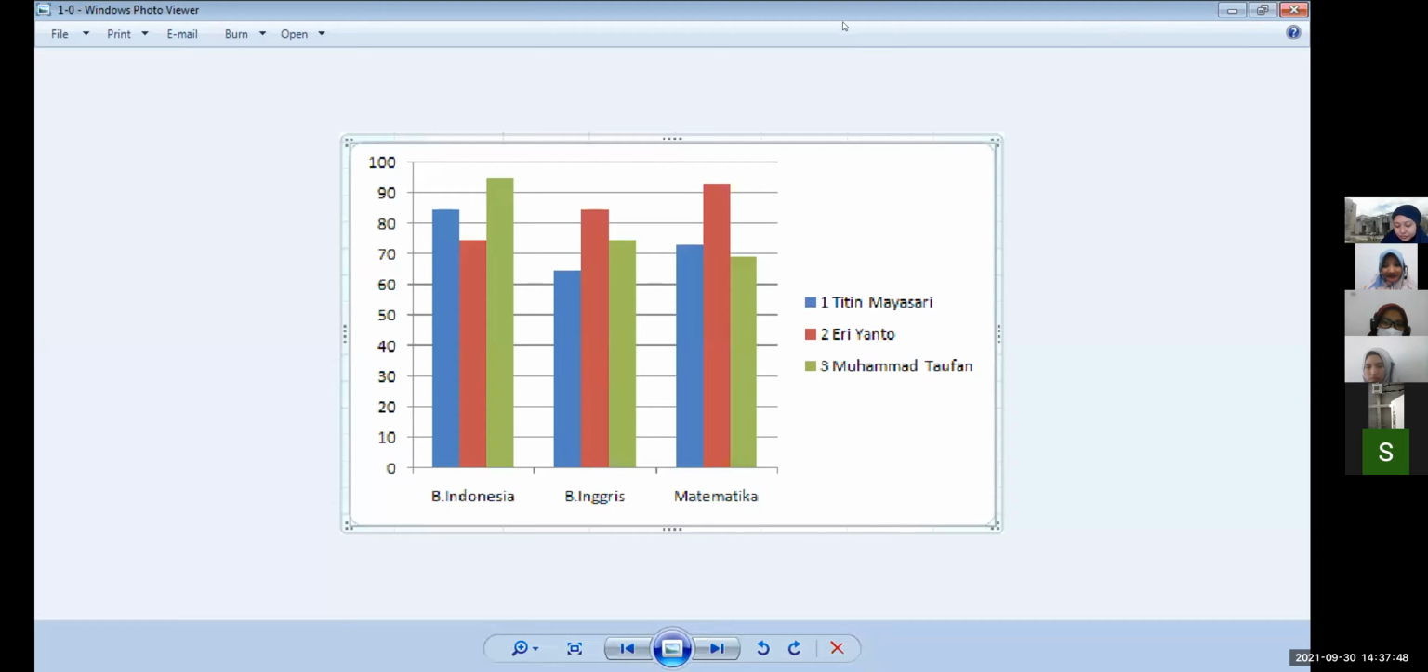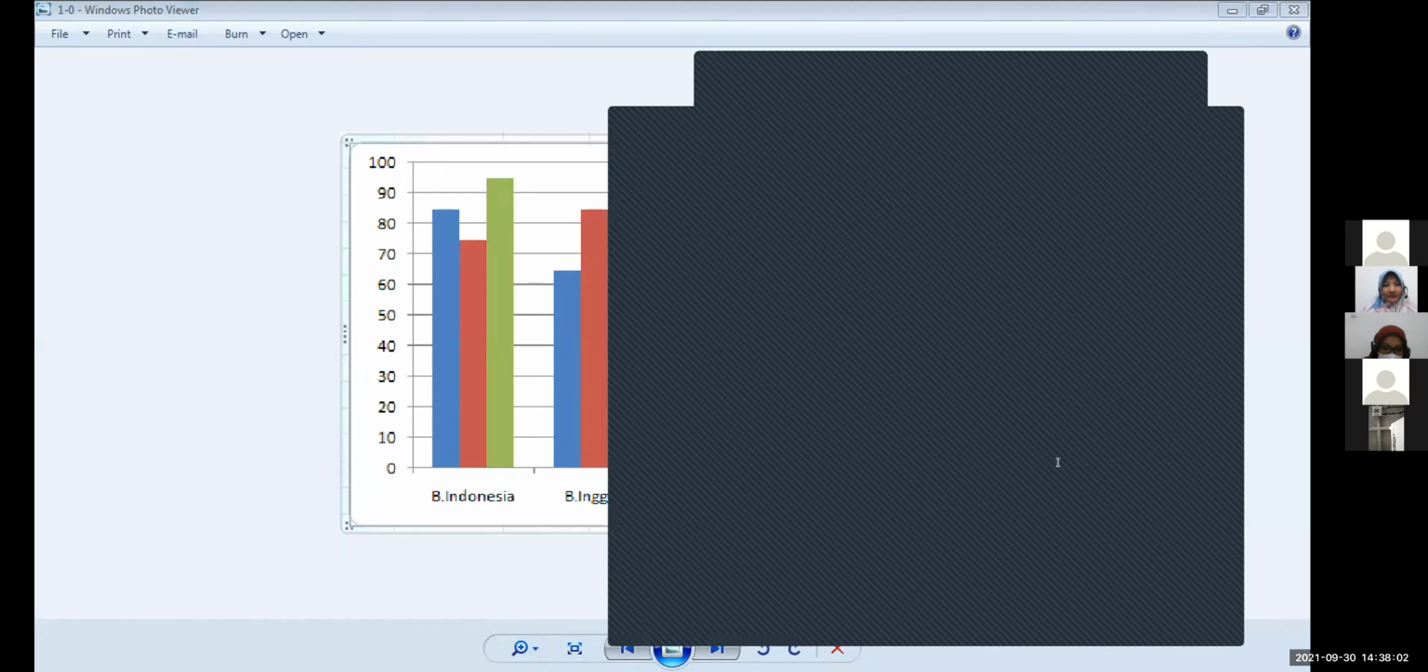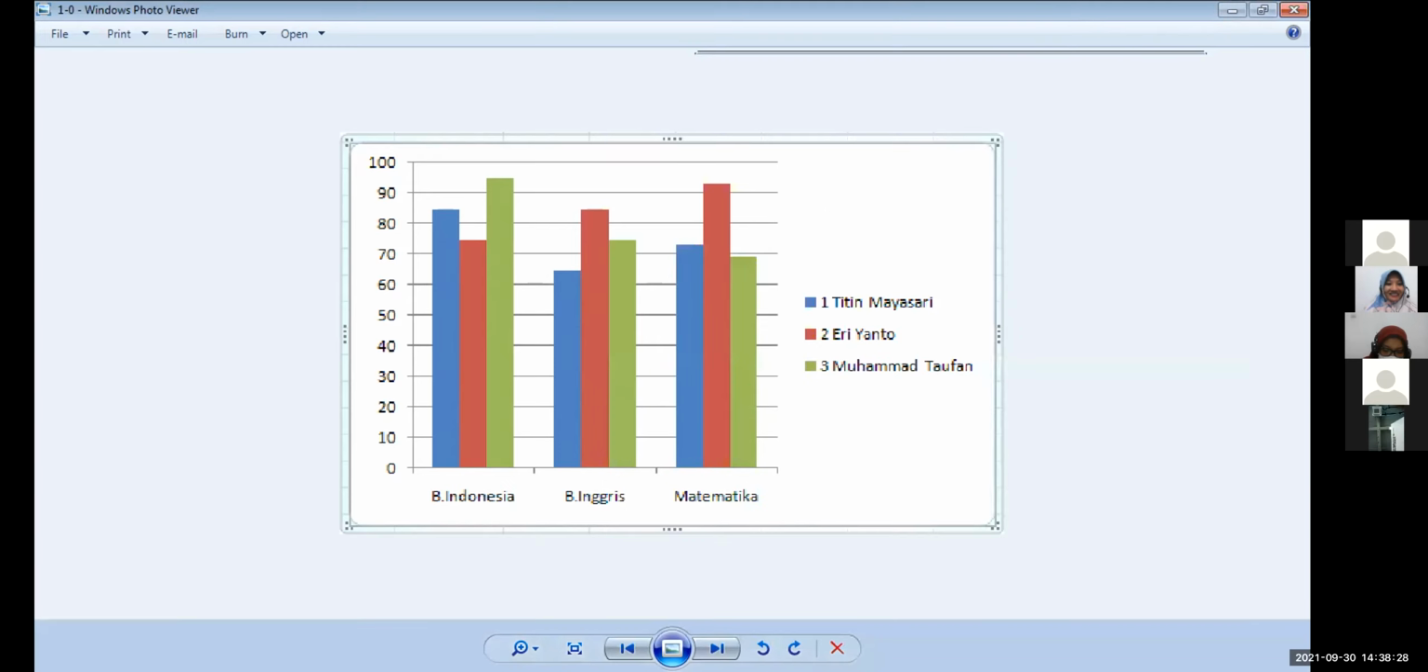Can you explain what happened? Oh, we have 3 people here. Sorry, my laptop is still loading. Okay, this diagram explains the grades of 3 students. Oh, sorry, Miss Tita, there's something blocking your chart in the middle of the chart. Can you move it a bit? Because we cannot see. Oh yeah, sure, that one we can see now.